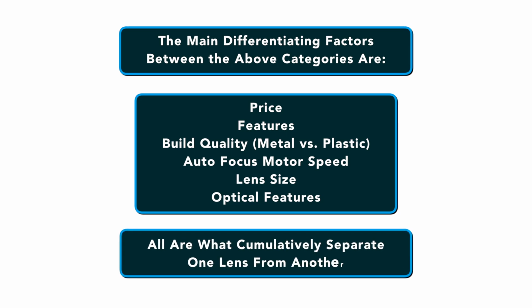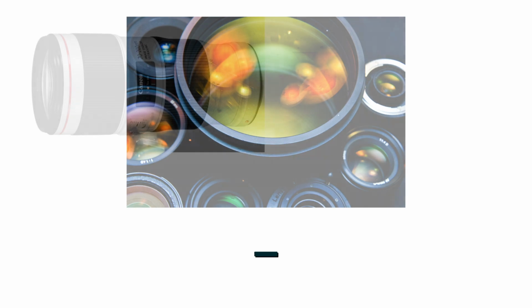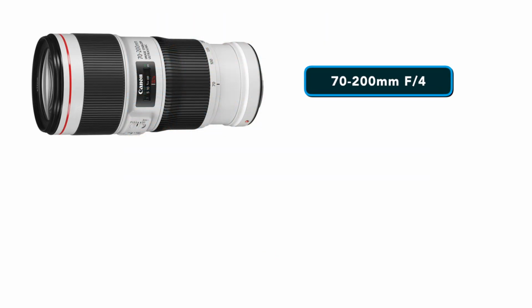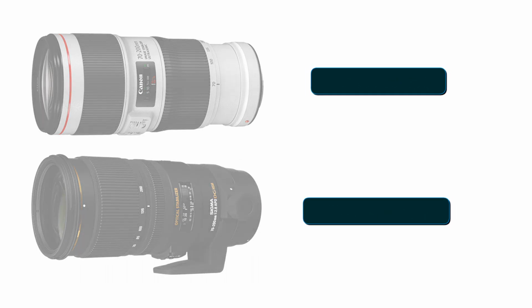All are what cumulatively separate one lens from another. Manufacturers typically combine enthusiast and professional lenses into one category, which simplifies things. In that case, however, how would you differentiate between lenses like a 70 to 200 millimeter f4 and a 70 to 200 millimeter f2.8 if both are considered professional?